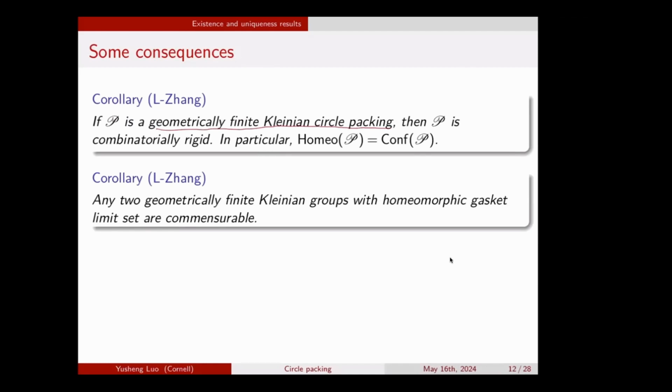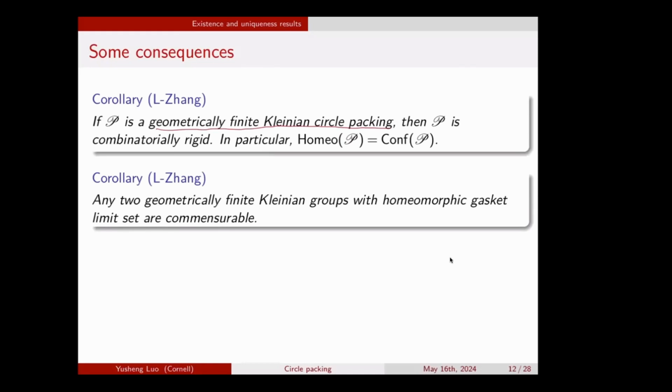Then we can construct a certain Markov partition. So any geometrically finite linear circle packing is a spherical subdivision. The combinatorics, the nerve of this geometrically finite linear circle packing, is a spherical subdivision graph. So it follows from our theorem that the circle packing with spherical subdivision graph is going to be rigid. So this circle packing is also going to be combinatorially rigid.